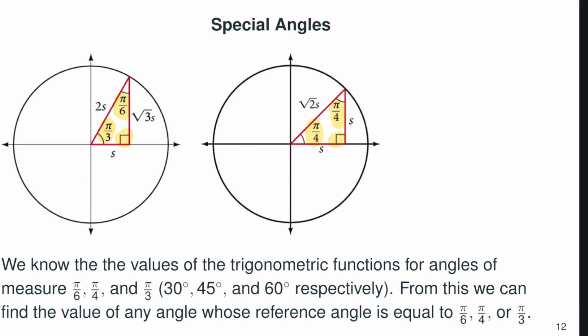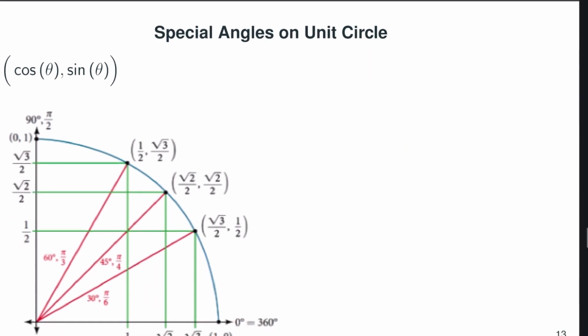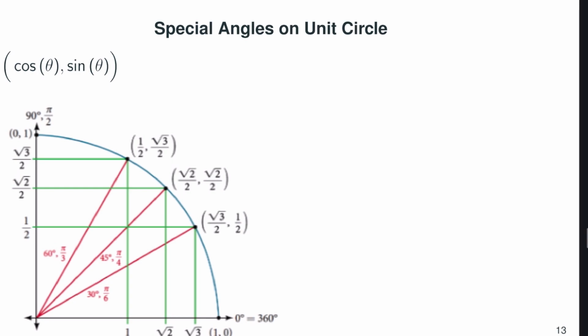So let me go to the next page. So there's a special angle. Okay. So remember, we're on the unit circle, which means radius is 1. This is why we have just the x value as cosine, y value as sine. That's not always the case. X is cosine, y is sine, only when on a unit circle.